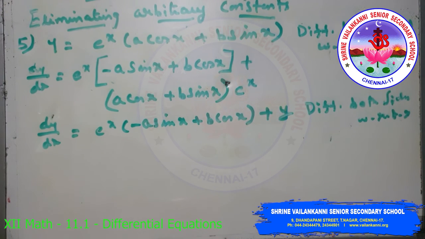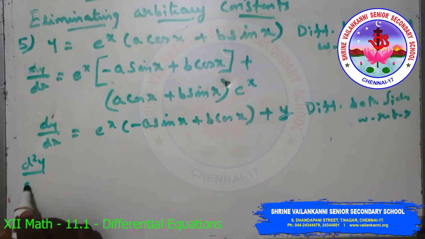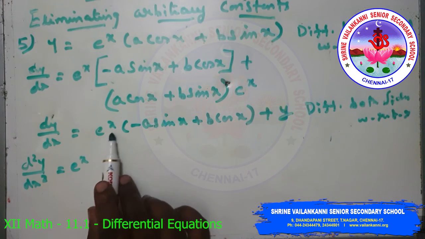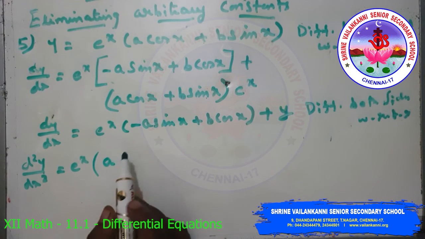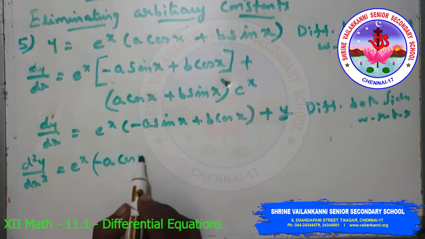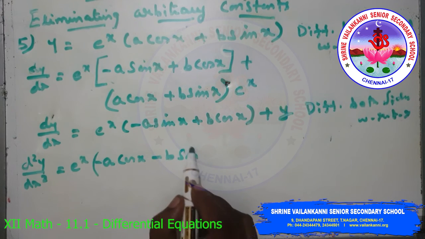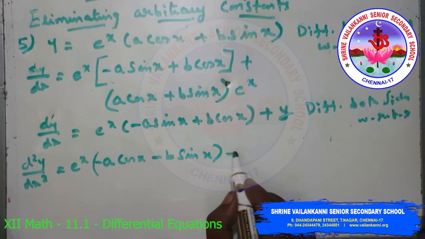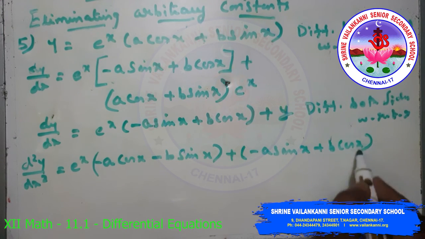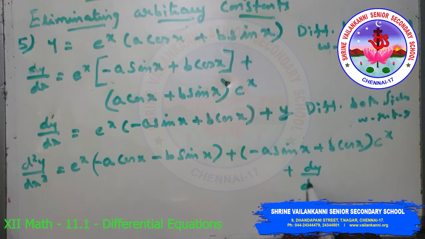So again we have to differentiate this equation to eliminate the constants a and b. So d square y by dx square is equal to e power x, using the product rule, into (minus a sin x). Differentiating this we get cos x, so minus a cos x, minus b, differentiating cos x we get minus sin x, so minus b sin x. Then plus (minus a sin x plus b cos x) into d by dx of e power x, which is e power x, plus dy by dx.